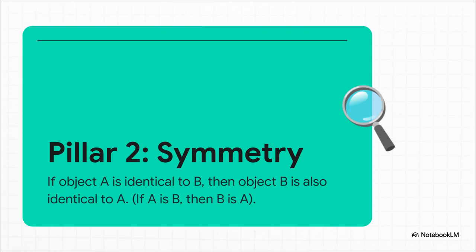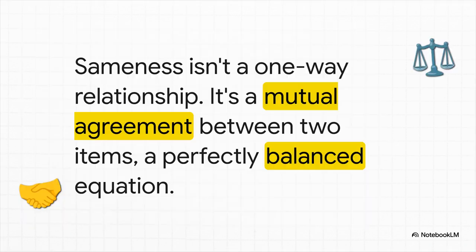Okay, pillar 2 is symmetry, and this one is all about establishing that identity is a two-way street. It says that if A is identical to B, then it's a guarantee that B is also identical to A. You can't have a one-sided sameness. So think of it this way. Identity isn't an arrow pointing from one thing to another. It's much more like a handshake, a mutual agreement. If that car is identical to this car, then this car has to be identical to that one. The relationship is perfectly balanced.